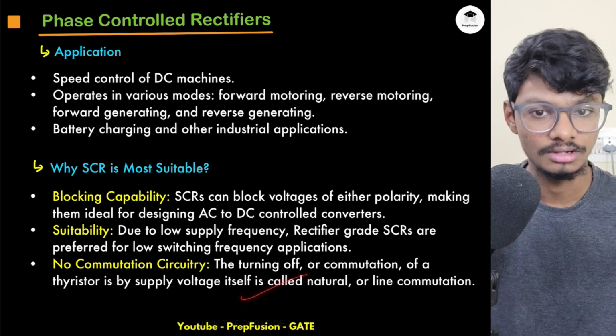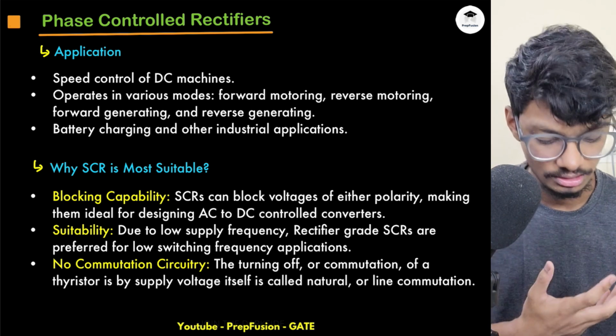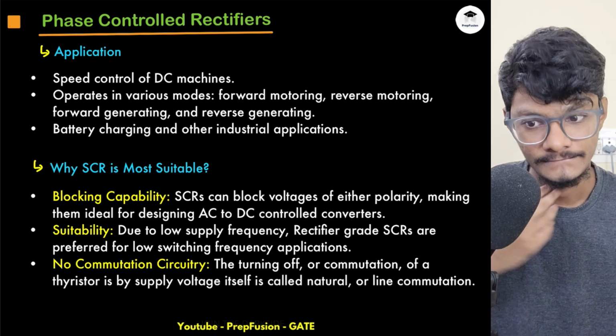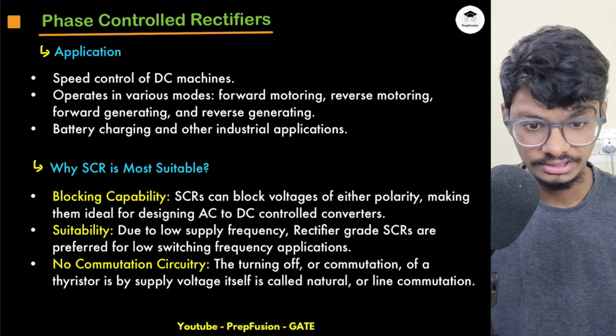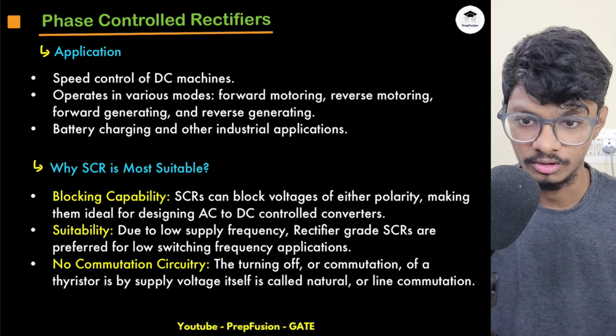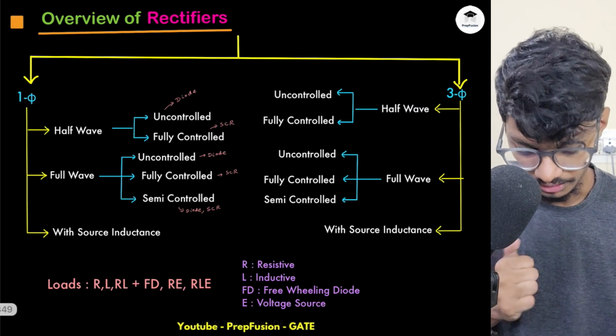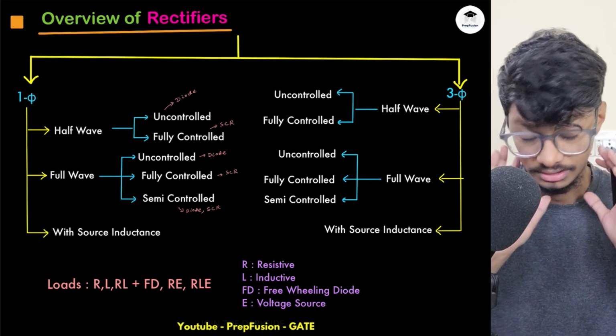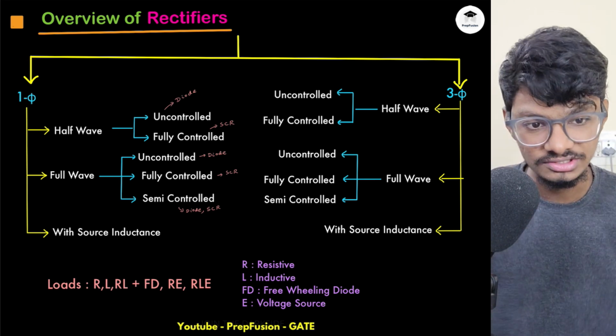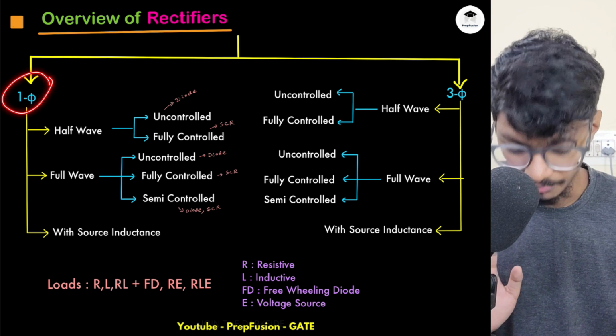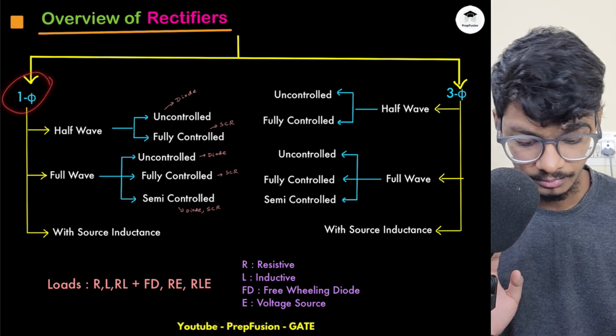And I have told you what commutation is, what line commutation is, what load commutation is, what force commutation is, right? So natural commutation, force commutation, I have already explained. So yeah, let's get an overview of SCR rectifiers. Basically, what things we need to study. So first we will complete the single phase part, then we'll complete the 3-phase part.